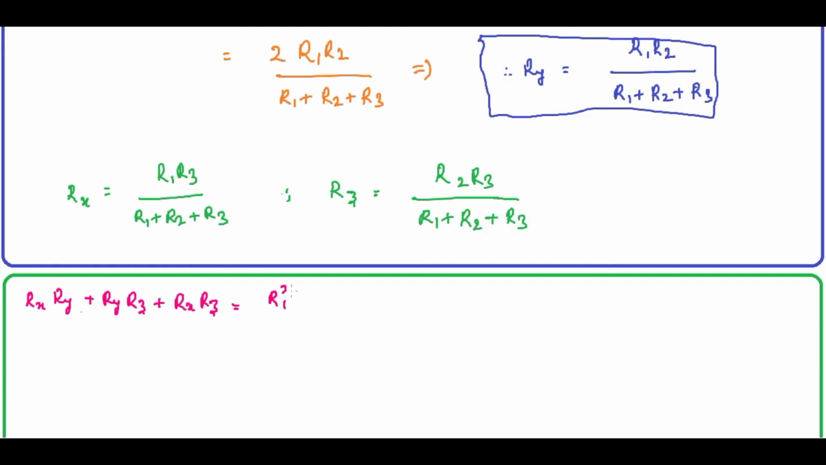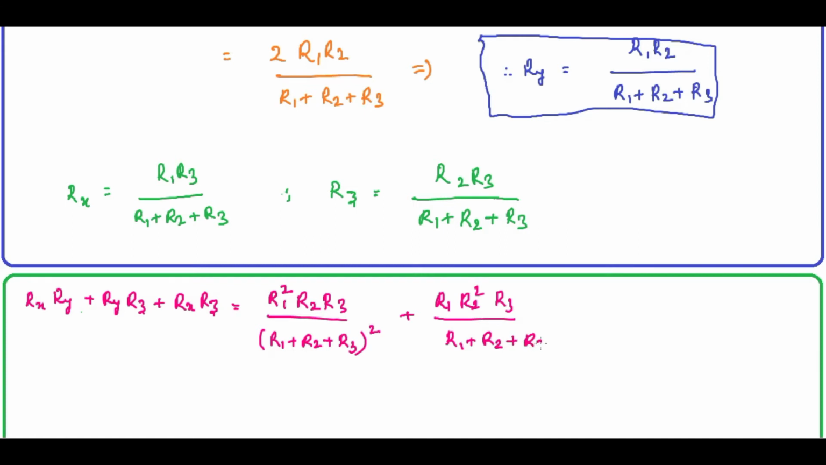R1 is twice, right? R1 square R2 R3 divided by (R1 plus R2 plus R3) whole square, plus next RyRz, so this is R1 R2 square R3 divided by (R1 plus R2 plus R3) whole square, plus R1 R2 R3 whole square divided by (R1 plus R2 plus R3) whole square. That's all, this is a simple thing.